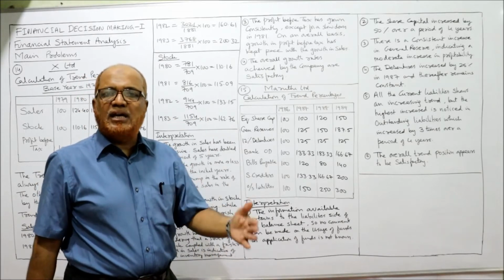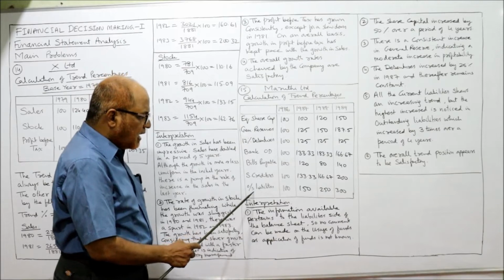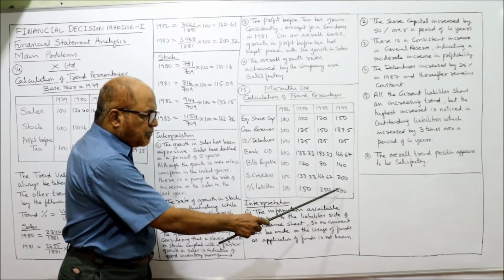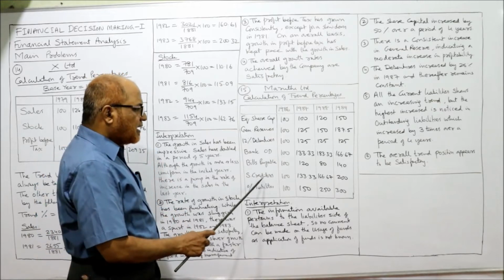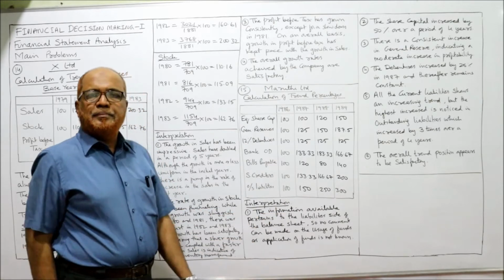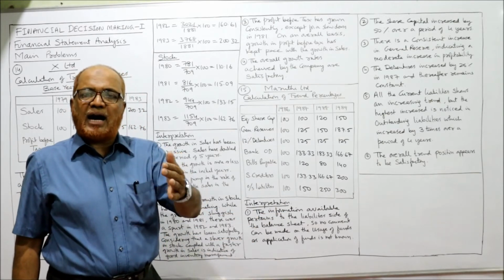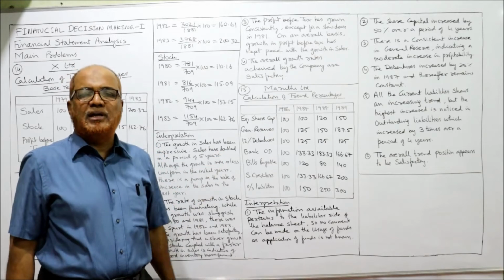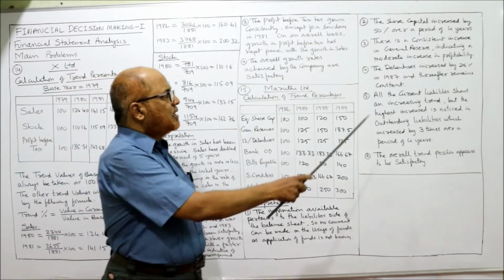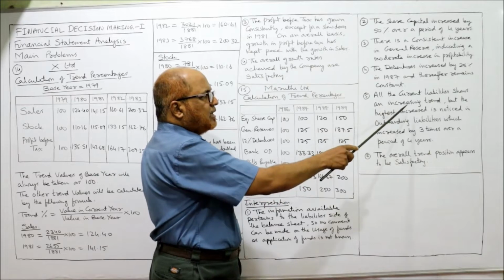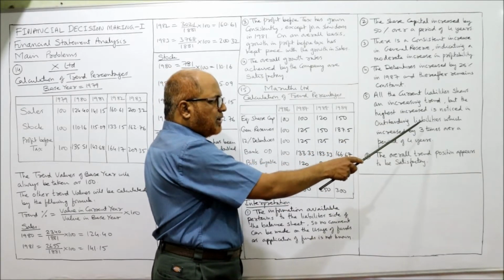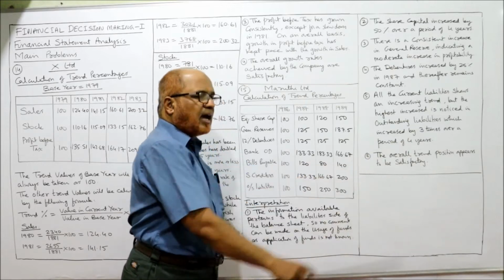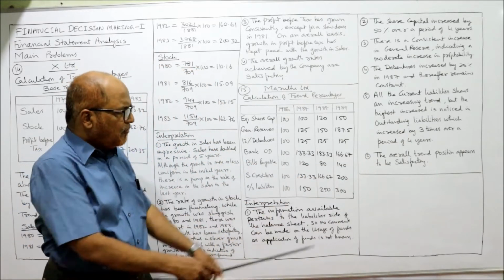But the highest increase we can see in other liabilities, which became 3 times. 100 has become 300, whereas the sundry creditors has doubled. Sundry creditors doubled, other liabilities tripled during a period of 4 years. So all the current liabilities show an increasing trend, but the highest increase is noticed in outstanding liability, which increased by 3 times over a period of 4 years.